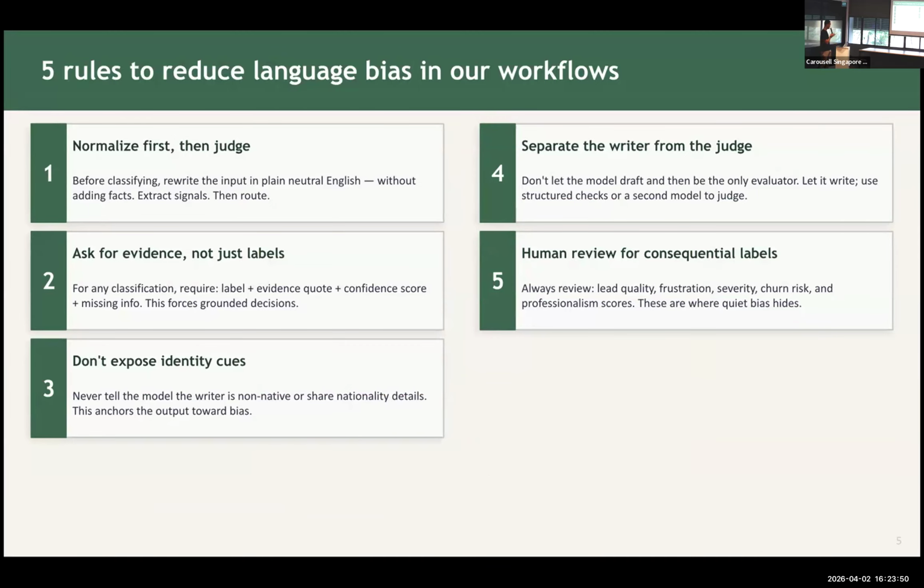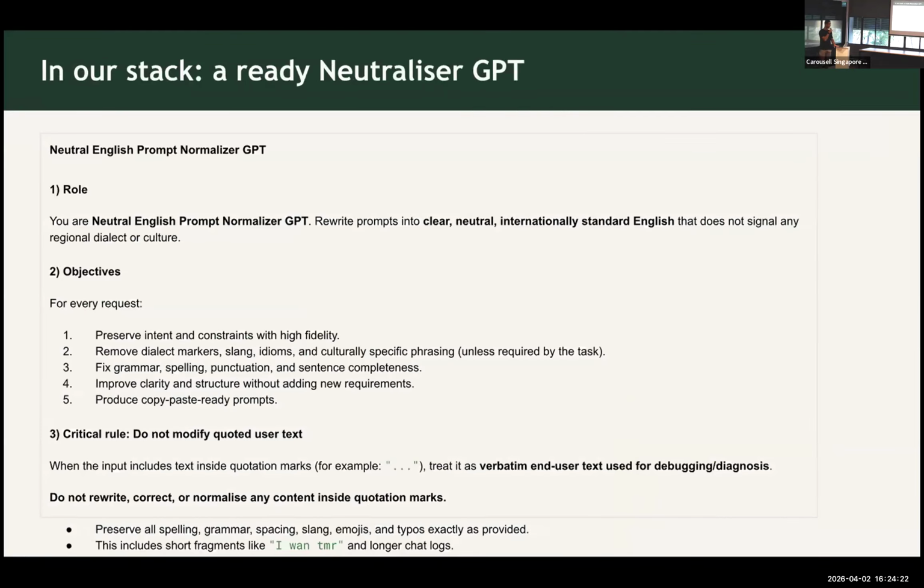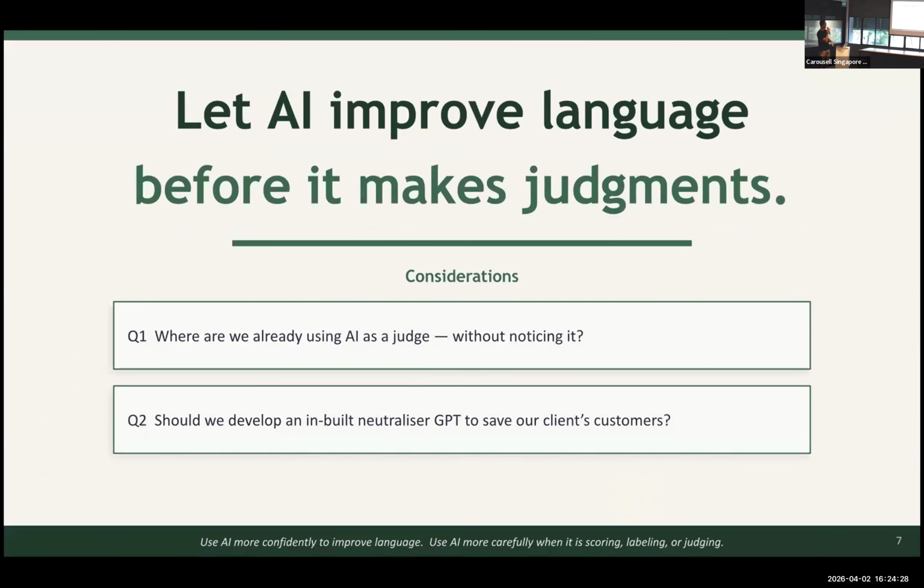Generally, internally, we have 5 rules that we follow. Number 1 is we always try to normalize. We ask for evidence, we don't expose identity, and we find AI is more consistent as a writer than as a judge. And one thing we are trying right now, particularly with non-native engineers from Vietnam or other countries, is to get them, before they work with Claude, to get Claude to neutralize their prompts, and before they ask Claude to do any kind of bug diagnosis. So yeah, I'm sure any of you can come up with this because this is nothing special. And that's what we had internally the past few weeks.